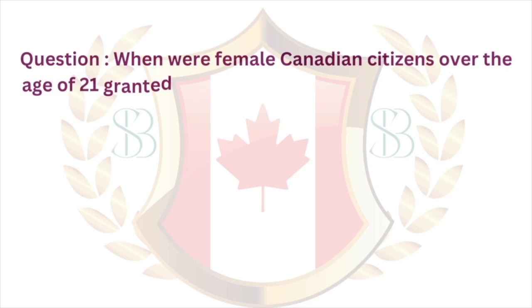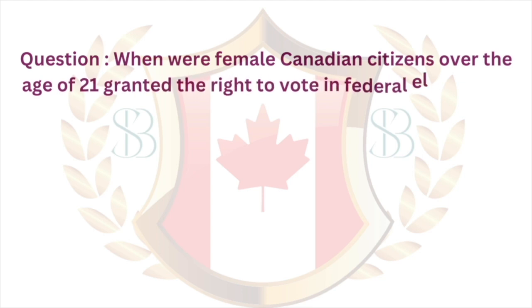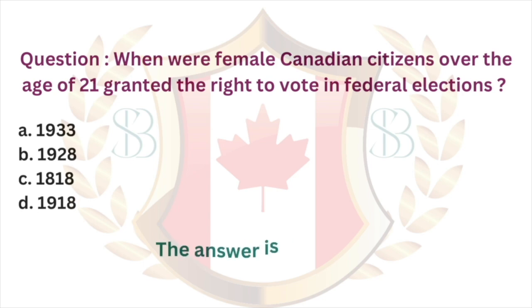Question: When were female Canadian citizens over the age of 21 granted the right to vote in federal elections? A, 1933. B, 1928. C, 1818. D, 1918. The answer is D, 1918.